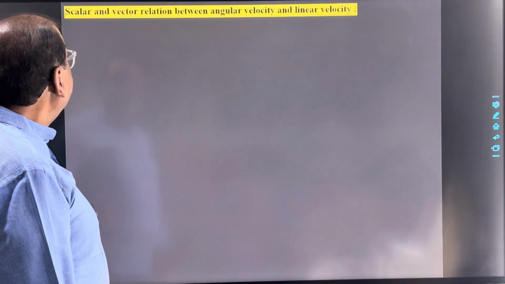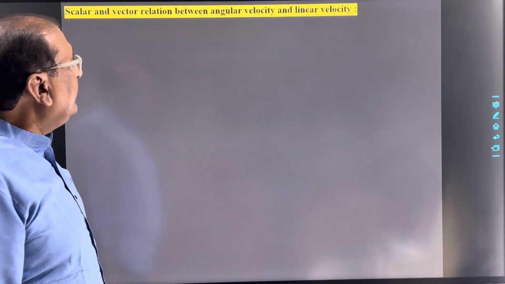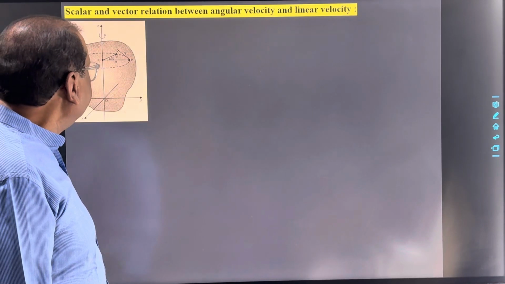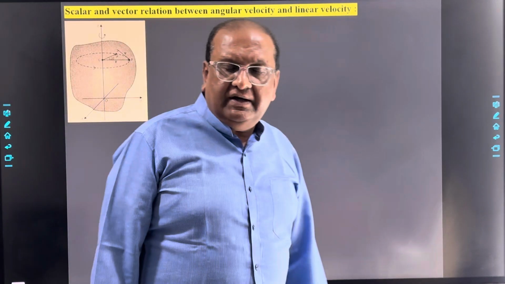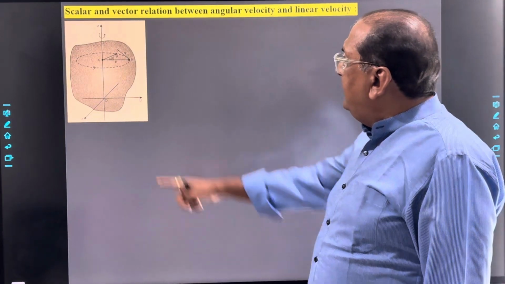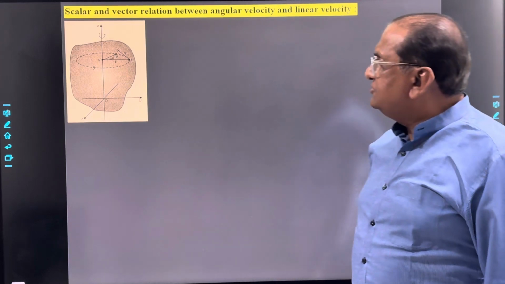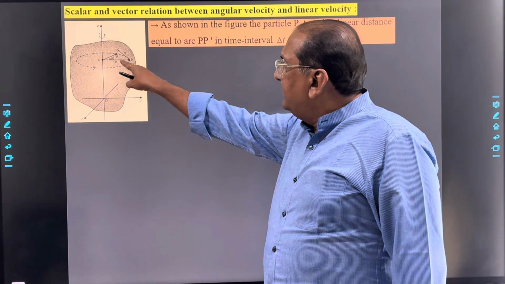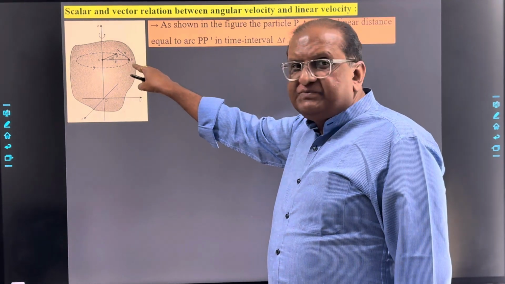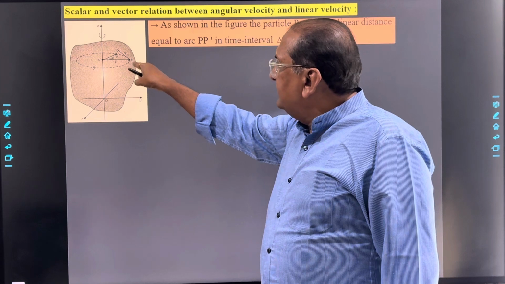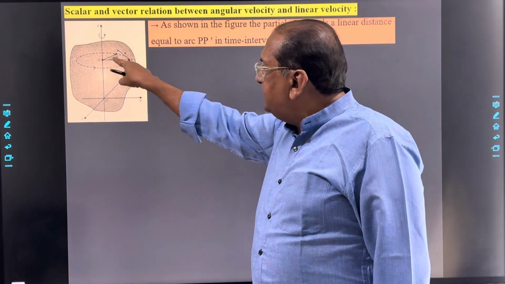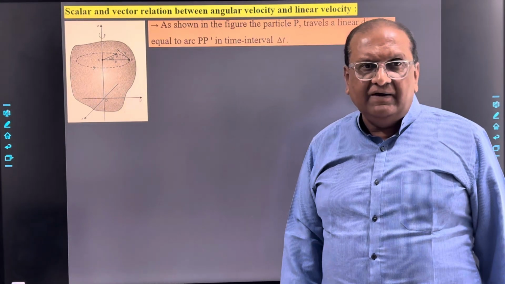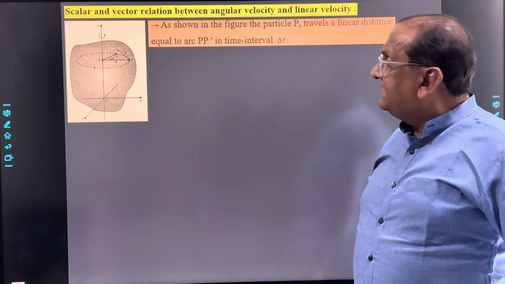Now next topic, scalar and vector relation between angular velocity and linear velocity. Now see here, suppose as shown in the figure, a rigid body is rotating with respect to the z-axis, and in time interval delta t, our reference particle of the body moves on the circular path from P to P dash. So we can say its angular displacement in time interval delta t is delta theta.